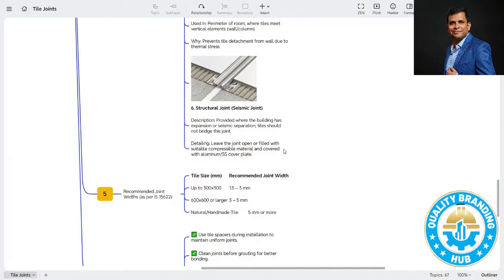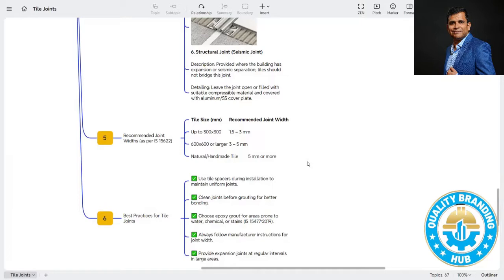But whenever you are working, you need to be very cautious and careful about where you need to provide the structural joint, or where you need to keep the tiles off that area so that it cannot be closed. So leave the joint open or filled with suitable compressible material and covered with an aluminum or SS cover, whatever the requirement or recommendation of the structural engineer to provide the structural joint. So these are all about the different types of joints.